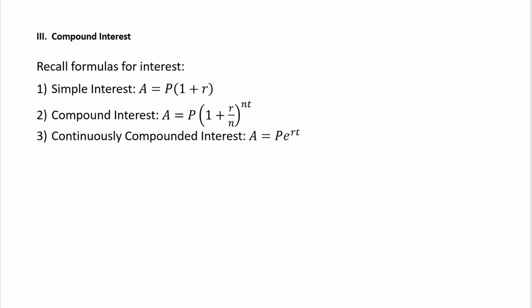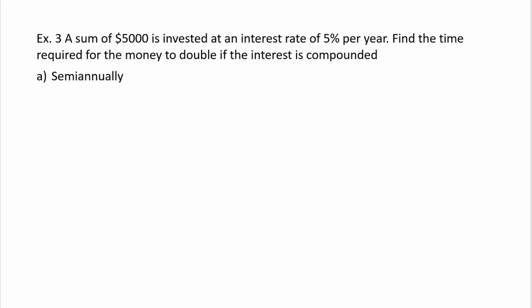R is interest rate expressed in decimal form. N is the number of compoundings per year, and T is time in years. And finally, 3, continuously compounded interest, given as A equals P times the number e raised to the power of RT. I'd circle that and make a note of it because it is exactly the same format we use for exponential growth.